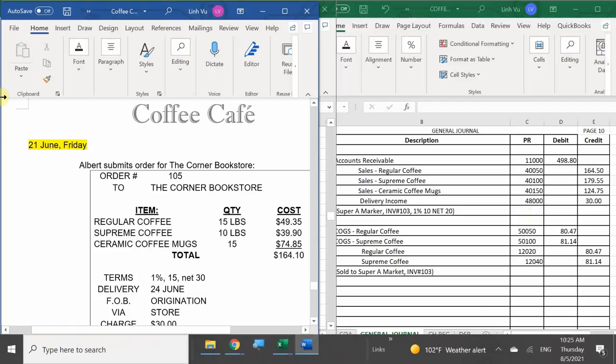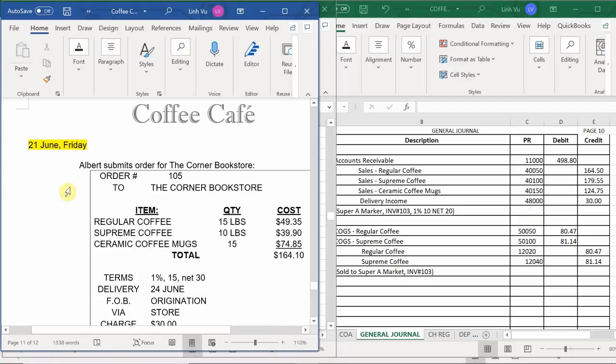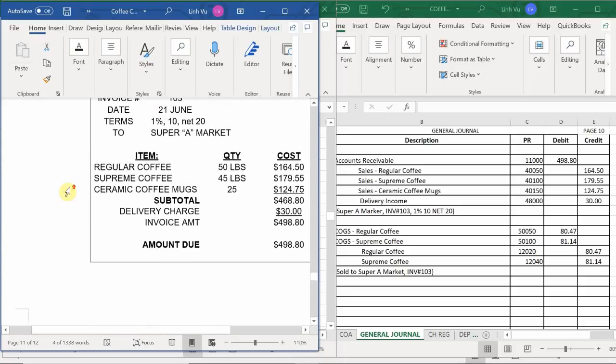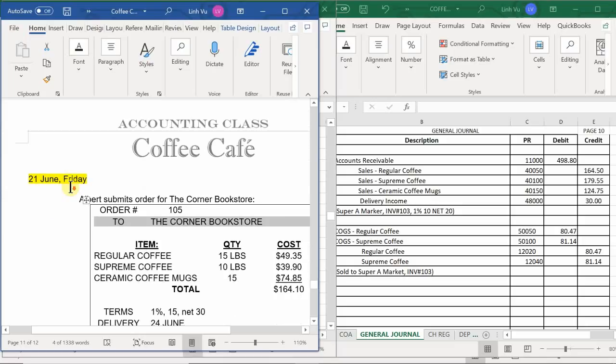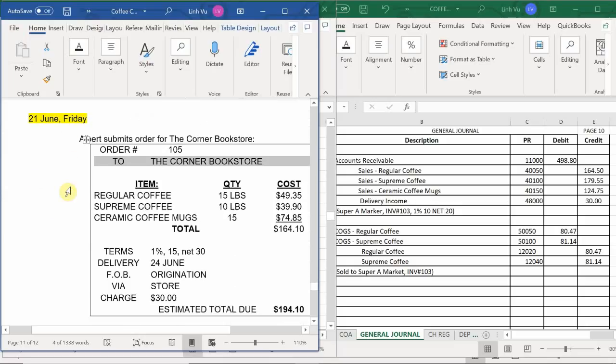All right, so here we are. So we just finished our sale to Super A Market, right? We completed everything, commissions, updating that person's profile, and so on and so forth, completed the sales and inventory. So here we have another submission for another order.